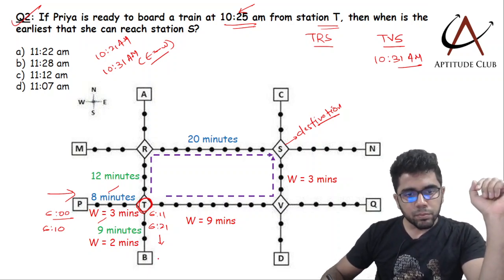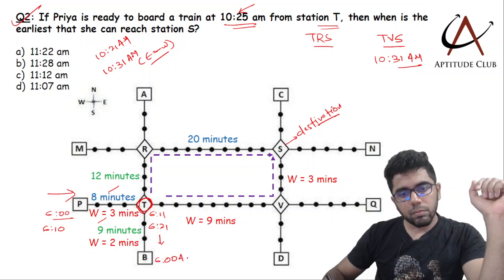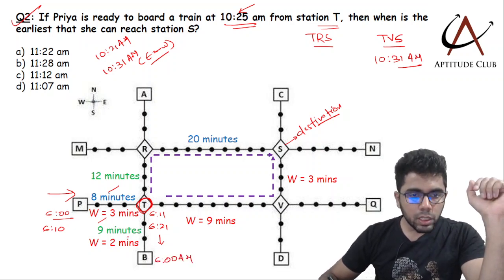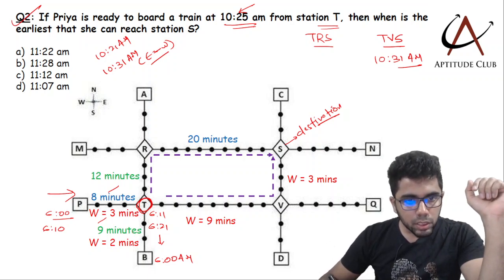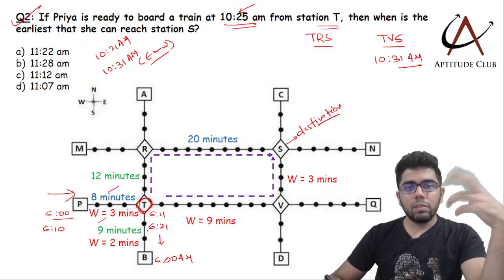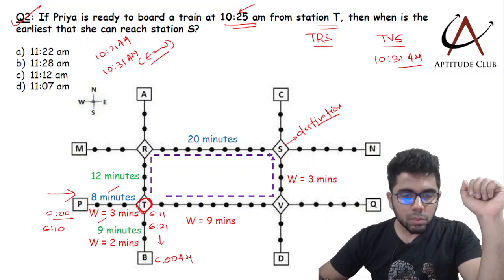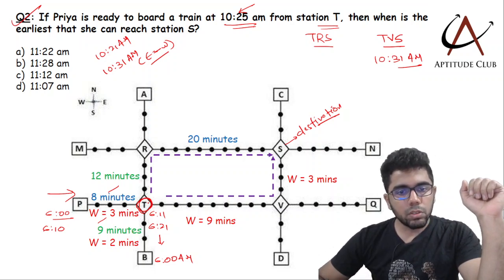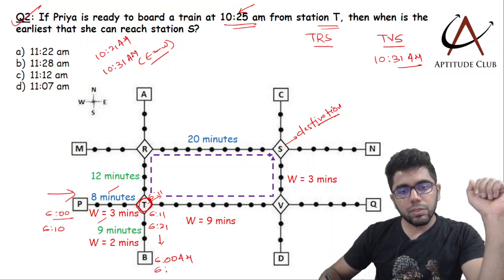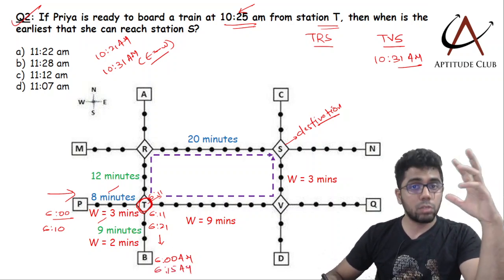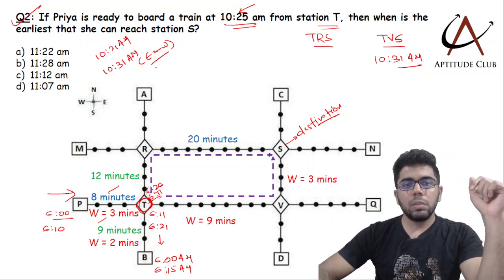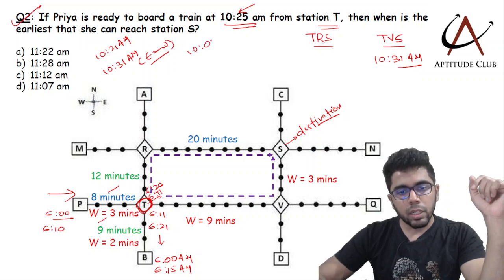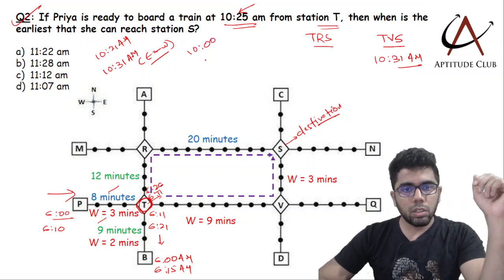So from B, the train would have left at 6 AM. So how much time does it take on B? Now here the travel time in this case is 9 minutes and here it is 2 minutes waiting time, so 11 minutes. So it will reach here at 6:11. The next train here will leave after 15 minutes because a train goes every 15 minutes in the north-south direction. So the one that leaves at 6:15 will reach at 6:26. Similarly, there will be a train leaving at 10 o'clock, which will reach at 10:11.